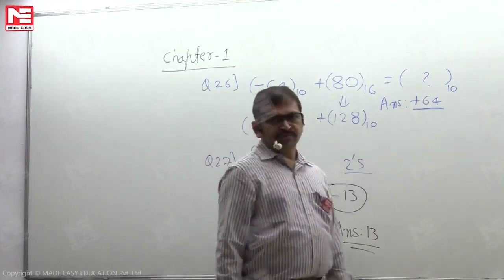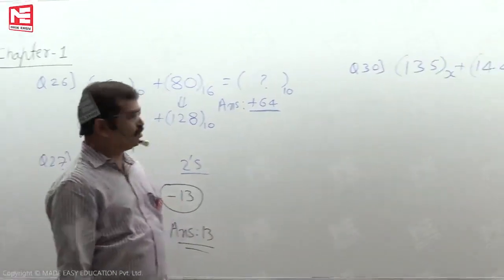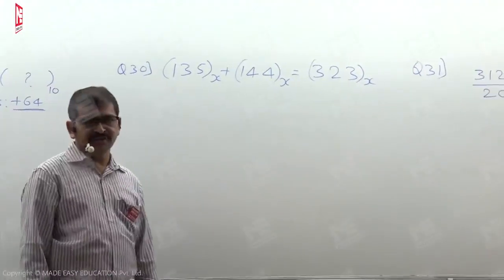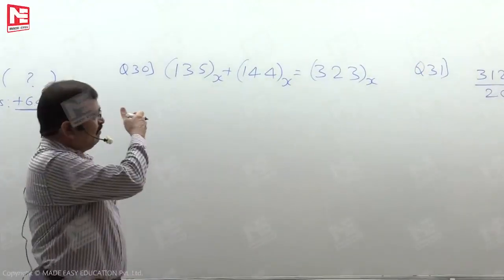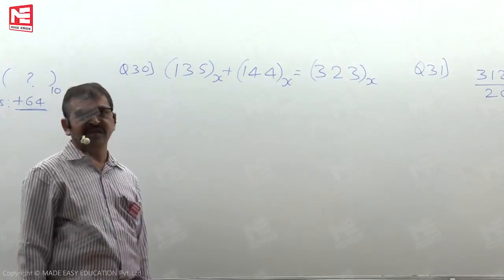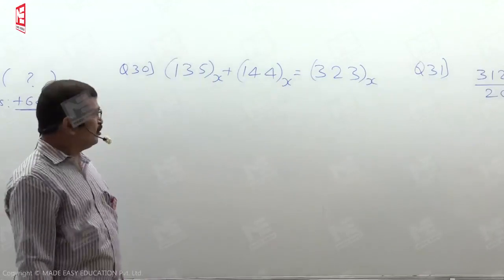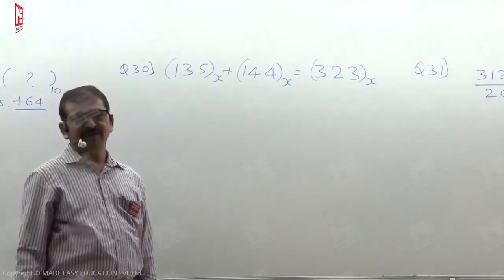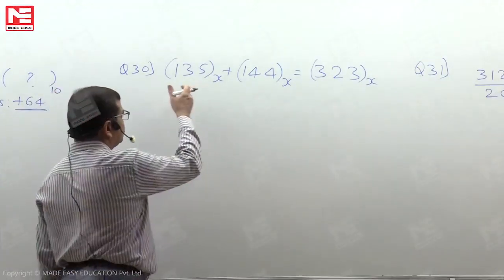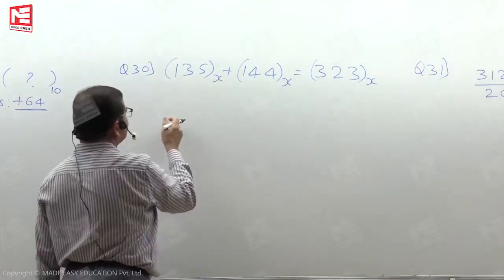Come to the next question. The next question is question number 30. In question number 30, we have an equation, and we have the number system. It is mentioned as x, that is the base is x, that is the radix is x. The question is, what is the x value? We need to evaluate this.